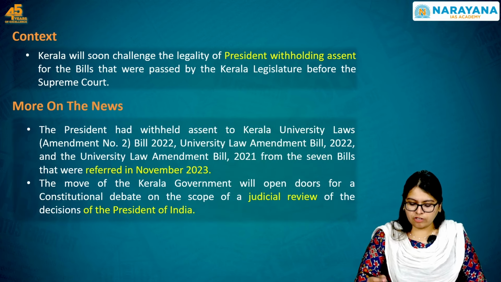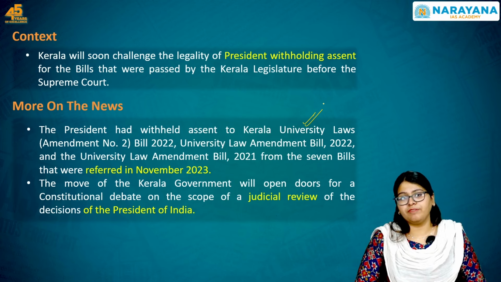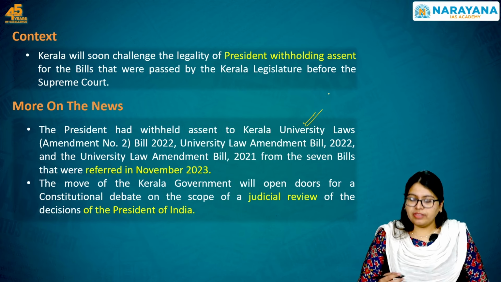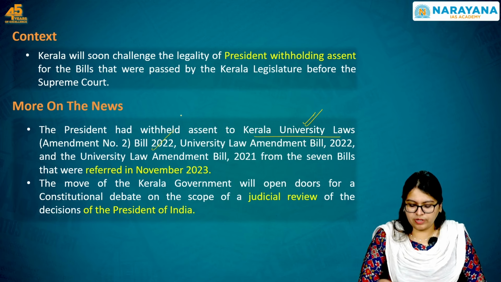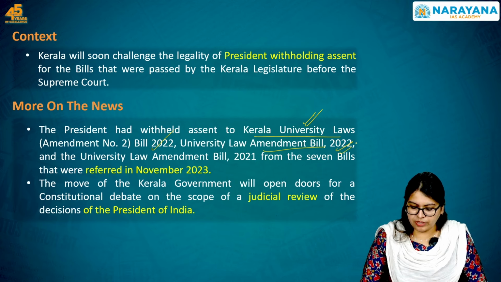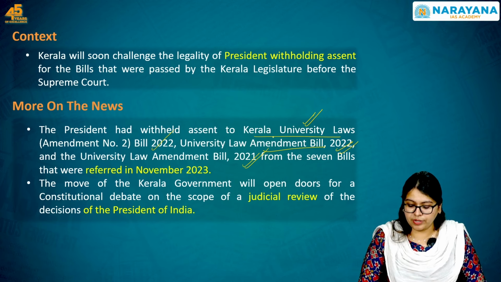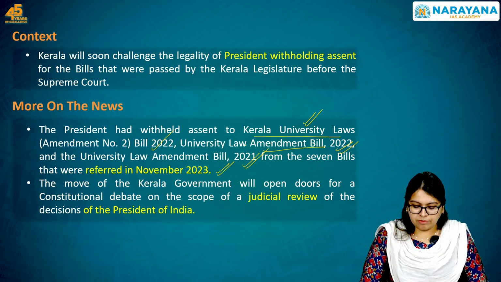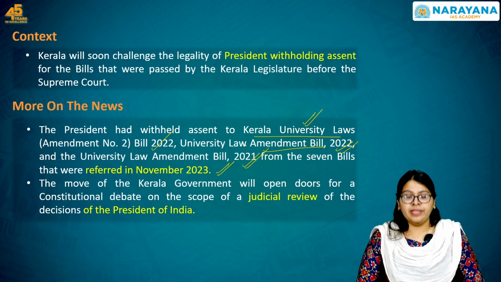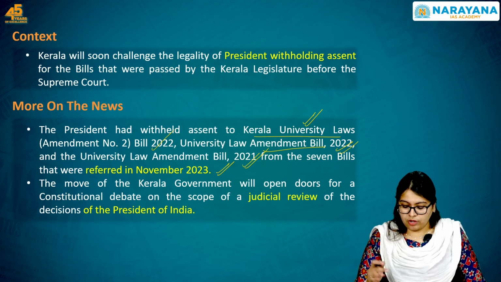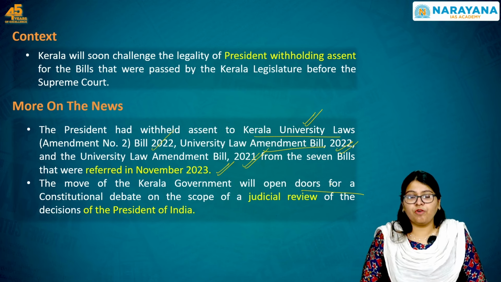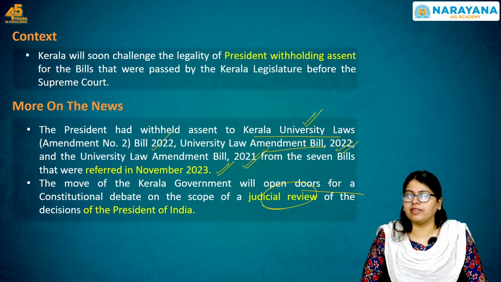The President had withheld assent to a few of the 7 bills that were referred to him. Assent was withheld for the Kerala University Laws Amendment Number 2 Bill 2022, the University Law Amendment Bill 2022 and the University Law Amendment Bill of 2021, of the total 7 bills that were referred to him in November 2023. This move of the Kerala government, challenging in the Supreme Court the President's power to withhold assent to the bill, opens the door for a debate regarding the scope of judicial review by the Supreme Court over the decisions of the President of India.